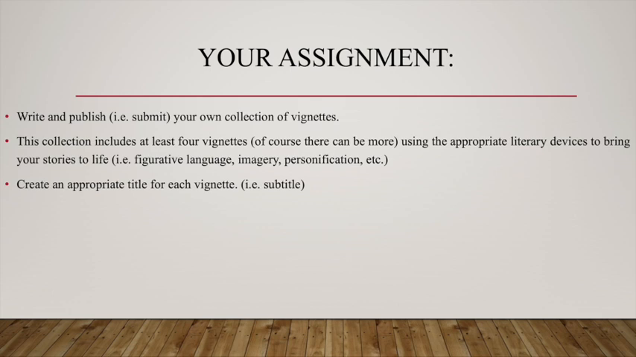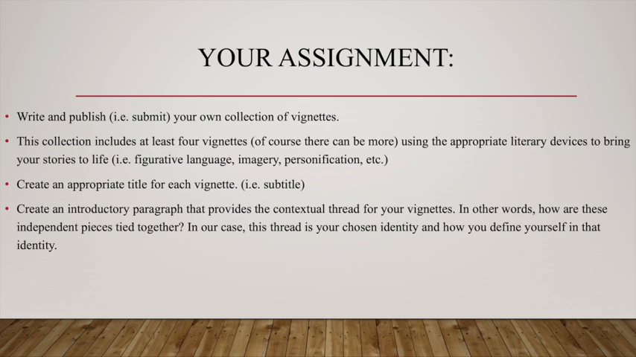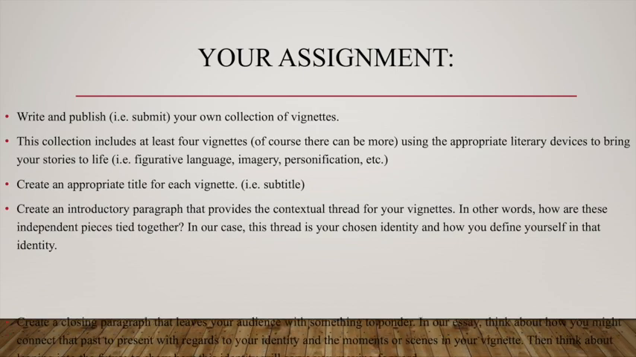Create an appropriate title for each vignette, i.e. a subtitle. So each vignette will have its own title. You will then have a title for the overall paper, but since we are beginning with the middle, we can focus on the fact that they will need subtitles. Create an introductory paragraph that provides the contextual thread for your vignettes. In other words, how are these independent pieces tied together? In our case, this thread is your chosen identity and how you define yourself in that identity.